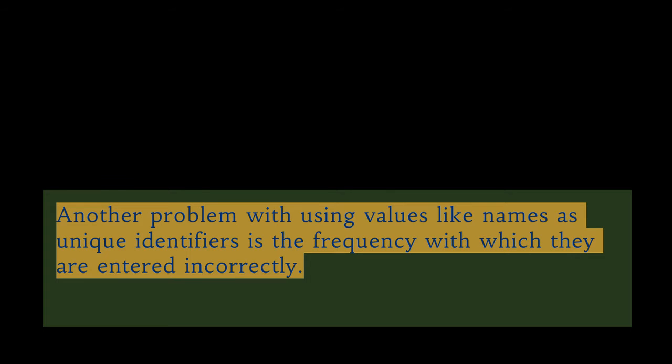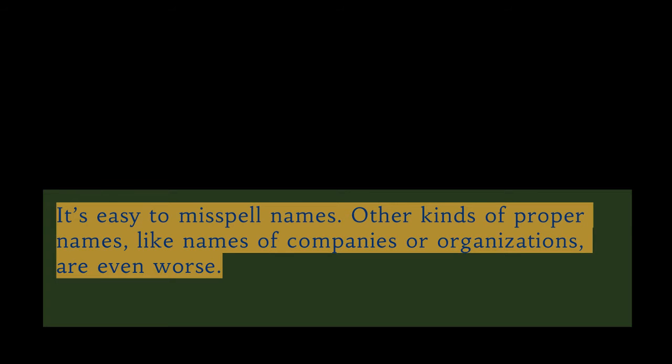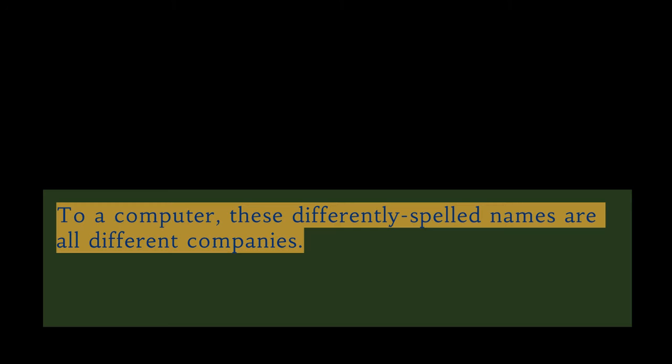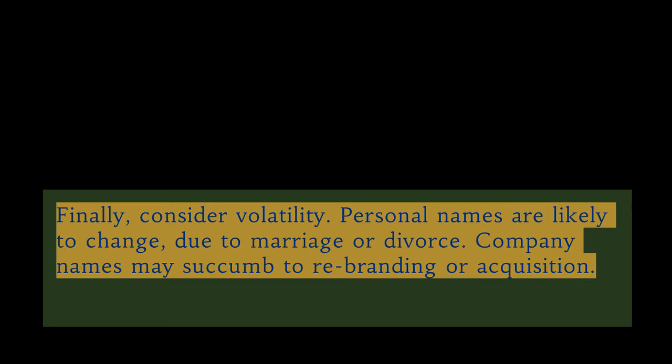Another problem with using values like names as unique identifiers is the frequency with which they are entered incorrectly. It's easy to misspell names. Other kinds of proper names, like names of companies or organizations, are even worse. To a computer, these differently spelled names are all different companies. Finally, consider volatility. Personal names are likely to change due to marriage or divorce. Company names may succumb to rebranding or acquisition.